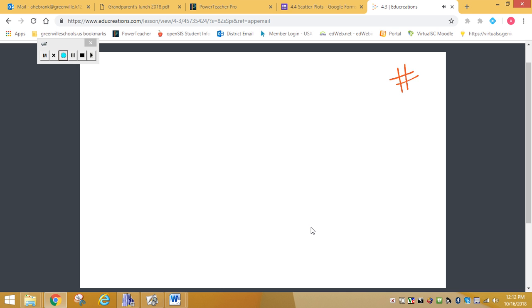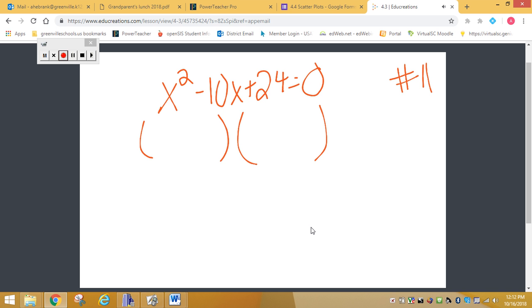This one's like number 11 on your worksheet. x squared minus 10x plus 24 equals 0. So I want to figure out, I want to multiply to get 24, because that's my last number. I want to add to get negative 10.